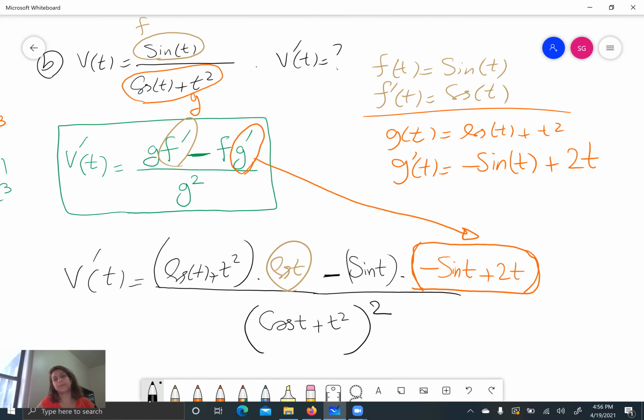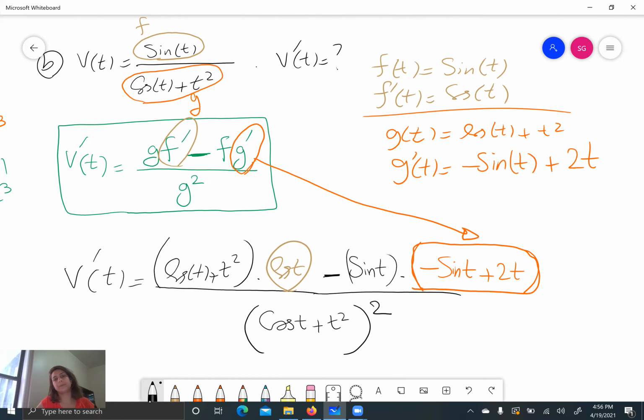Now let's calculate g, because I also need g prime. So what is g? G, the denominator, is y squared plus 1. So take the derivative. It's going to be 2y. This one was very easy and straightforward. Now we just need to substitute these into our quotient rule. Now that I have f prime and g prime, we can just substitute them into the equation.